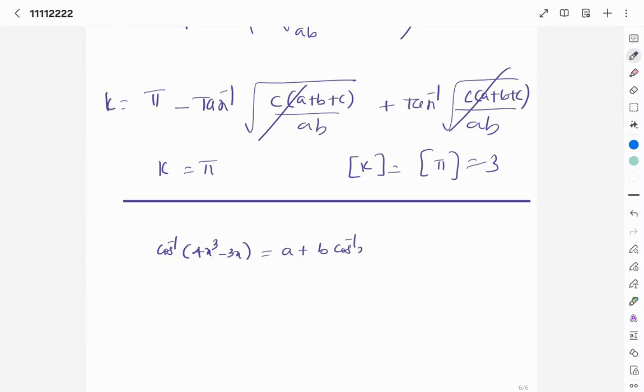a plus b cos inverse x, where x belongs to minus half to half. Then he is asking a plus b pi. First option 2 pi, second option 3 pi, third option minus pi, fourth option minus 2 pi.